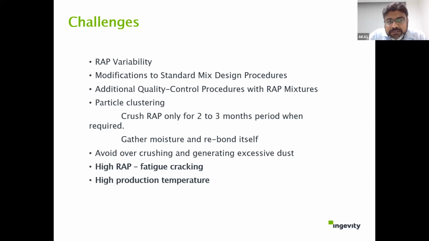Now, another challenge is when you start using high RAP, the material is already brittle and hard, and it starts giving premature cracking or fatigue cracking. You can see it much earlier than what you see in a hot mix. And since RAP is already used asphalt, it needs a higher temperature if you want to use the binder present in it.